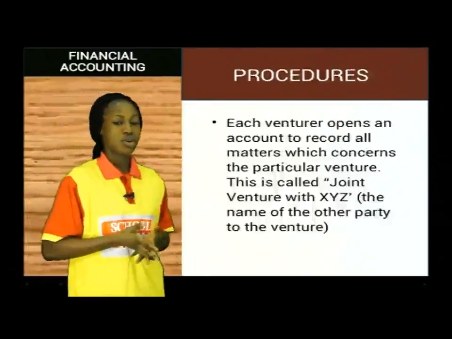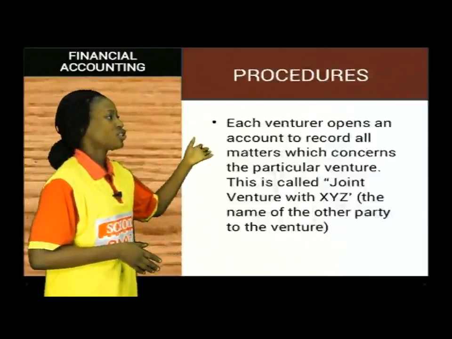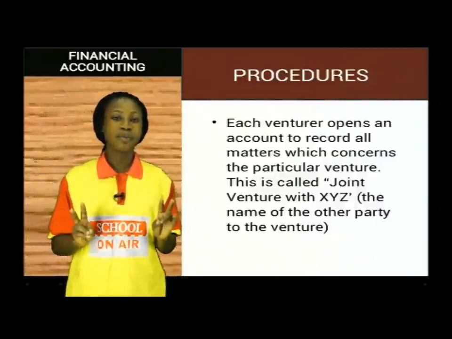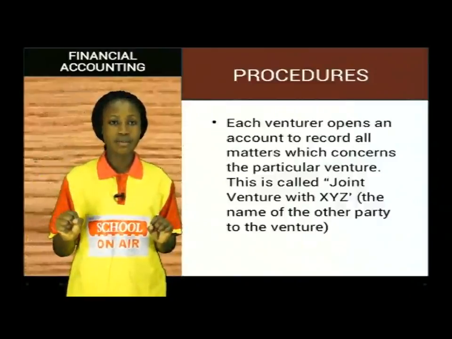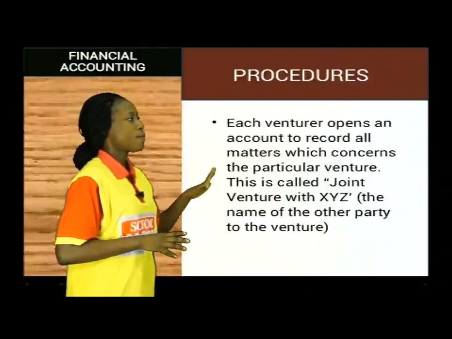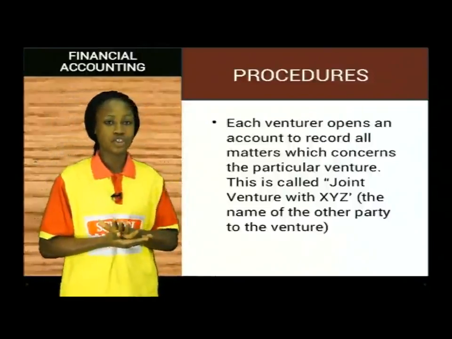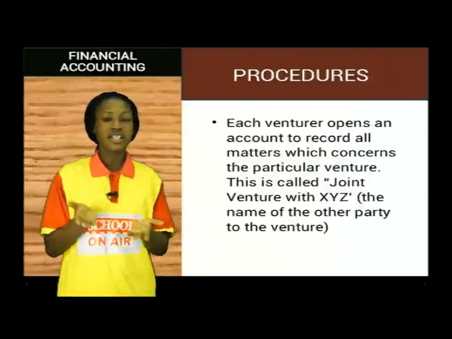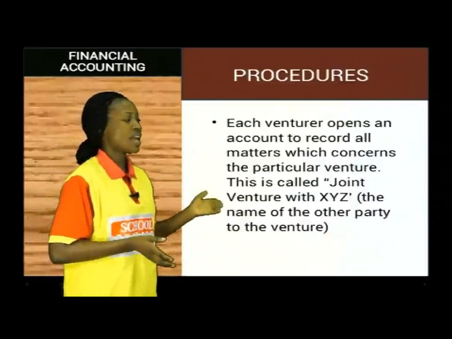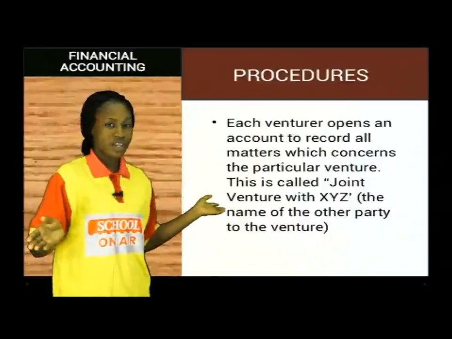Now, the procedure. What are we doing? How are we doing it? Each venturer, for example, Mr. A, we are assuming two people in a venture now, Mr. A and Mr. B, two people. Now, each venturer opens an account to record all matters which concern the particular venture. This is called a joint venture with A, or for what we have here, the joint venture with XYZ, the name of the other party to the venture.